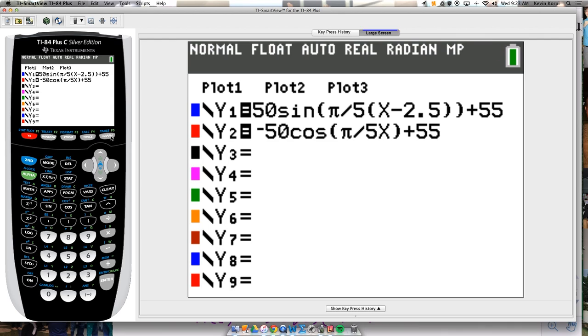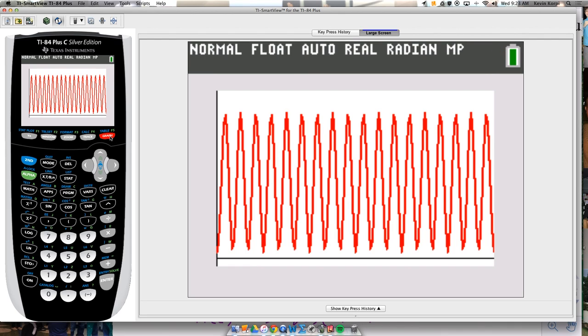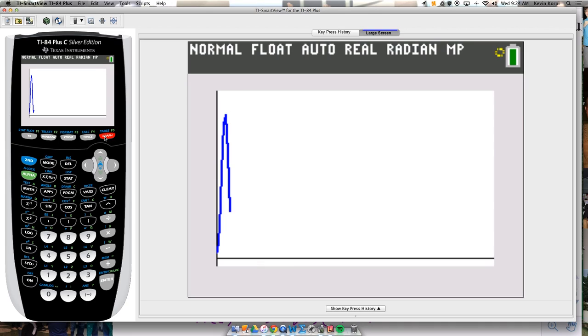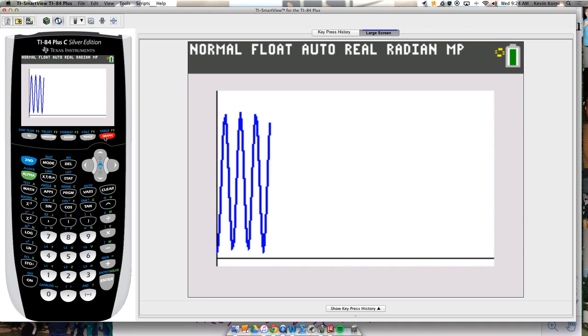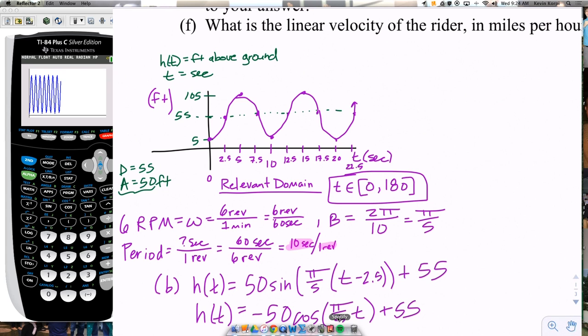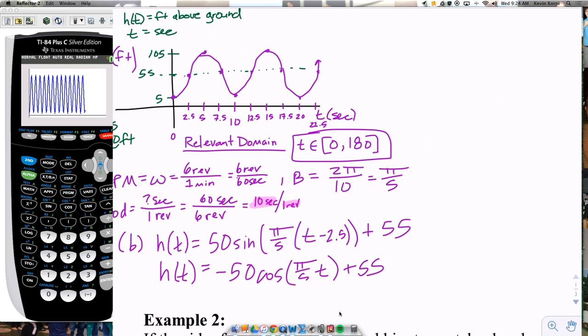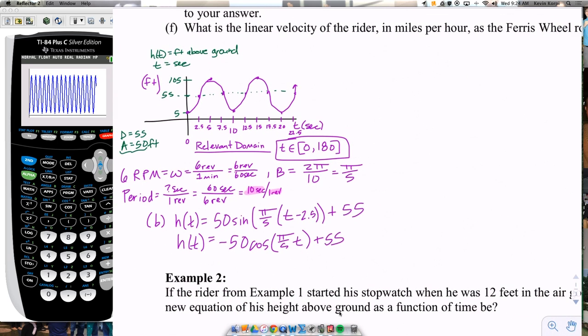Okay, so cool. Now that we have an equation in there, I'm going to go ahead and turn this one off because I don't like red. I like blue. All right, so there's the blue graph. While it's graphing, let's come back to our work over here. Now that we know that we have the right equation and the right graph, we can now use our equation to answer some questions.